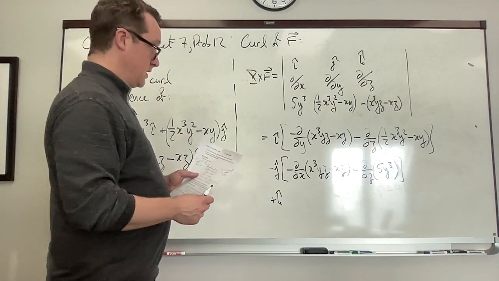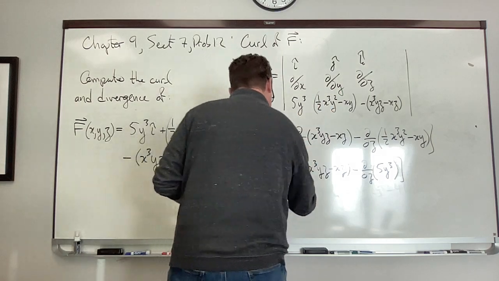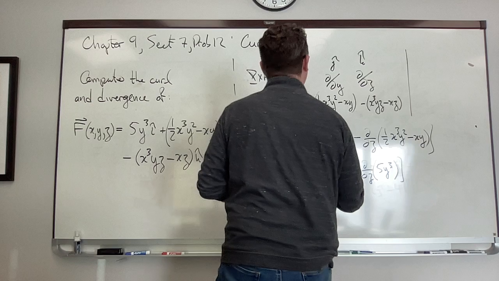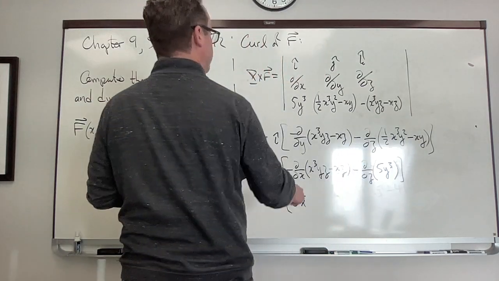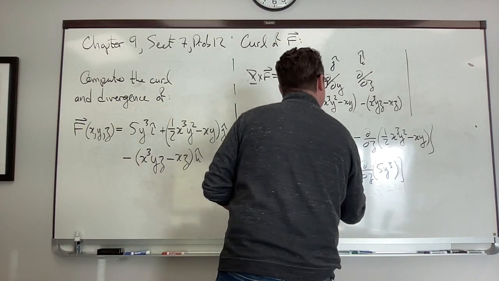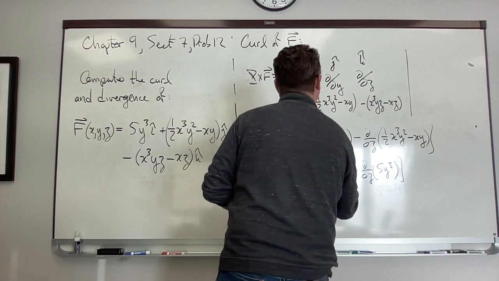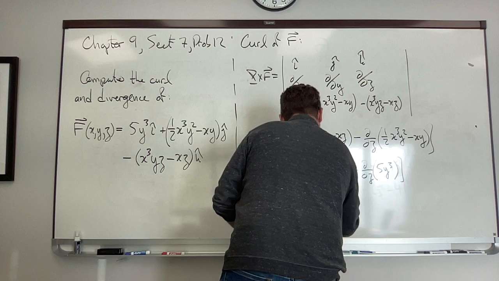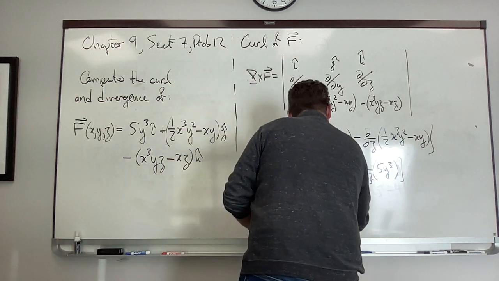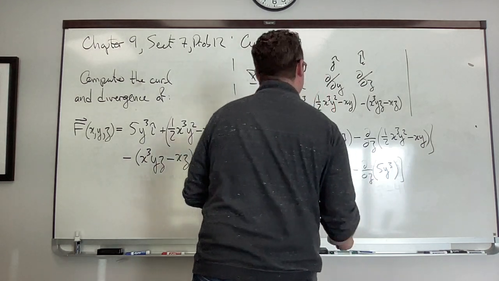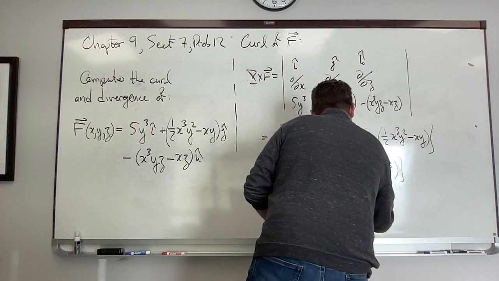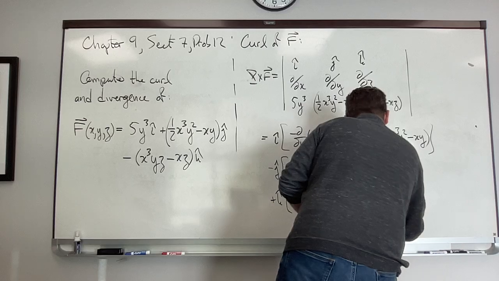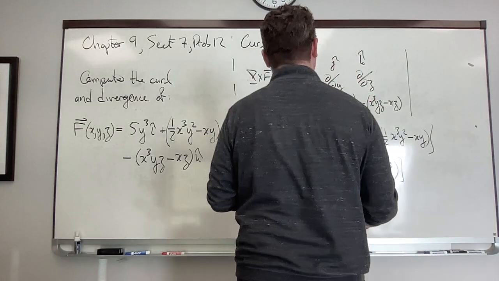And then finally, we have the k component. So I'm going to take x and y. This becomes ∂/∂x of this term here, making sure I have the brackets right, (1/2 x cubed y squared minus xy), minus ∂/∂y of 5y cubed.